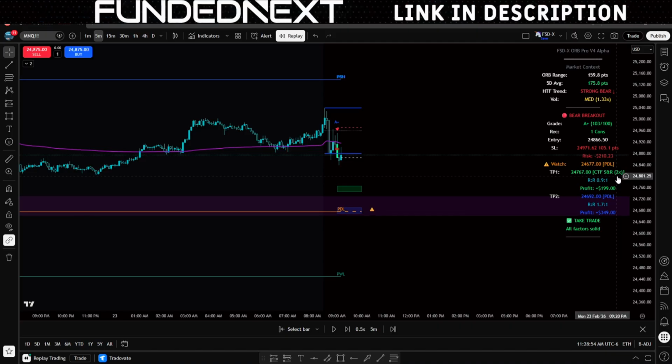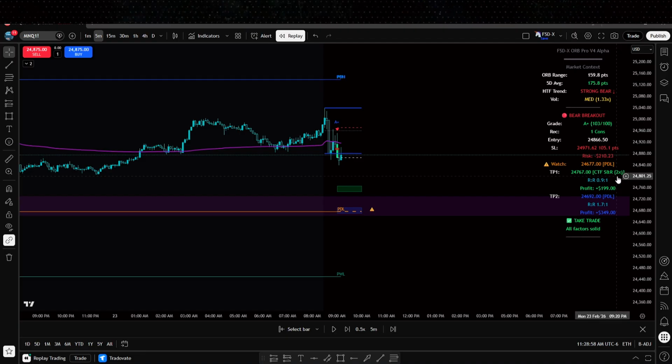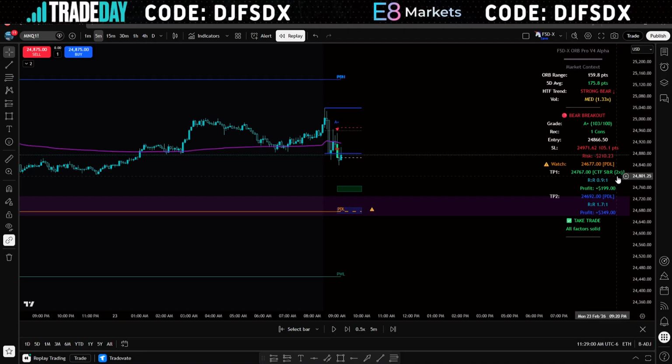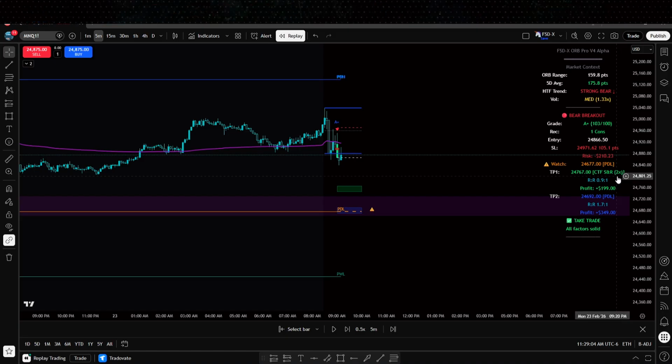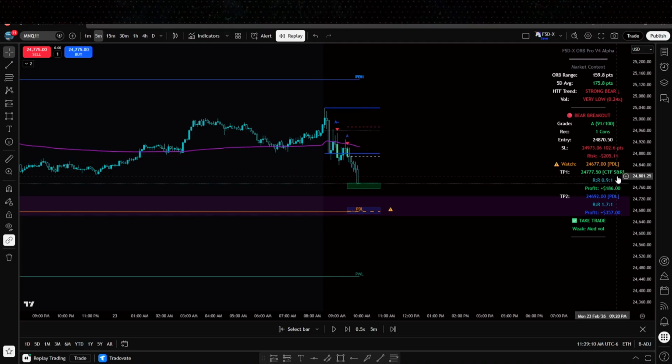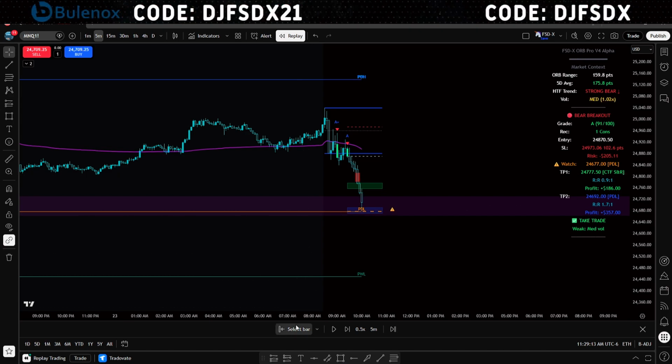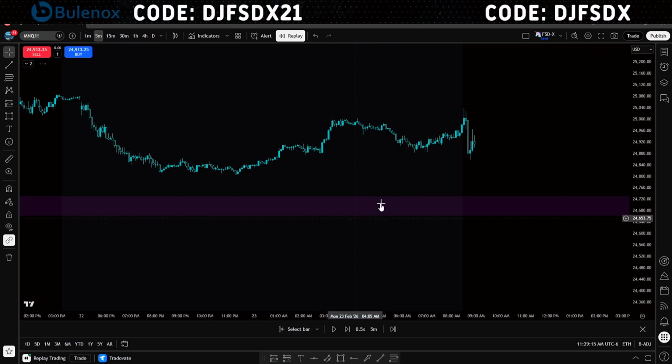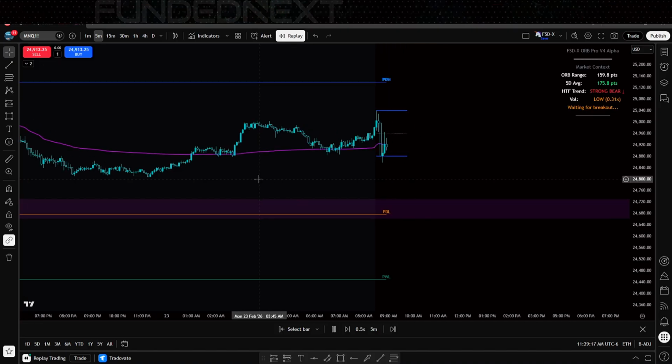Since these are zones, price could go through it, have a reaction, or stall there. So depending on what TP1 is, I'll sometimes monitor it and see what price does once it gets there. Actually, let me show you the first one, so you can see it correctly.